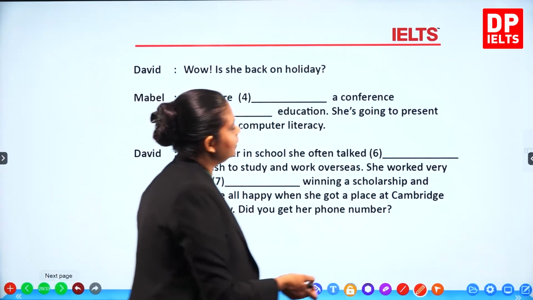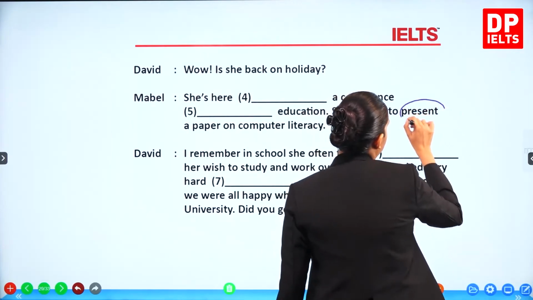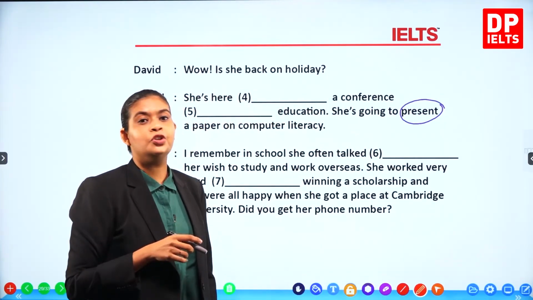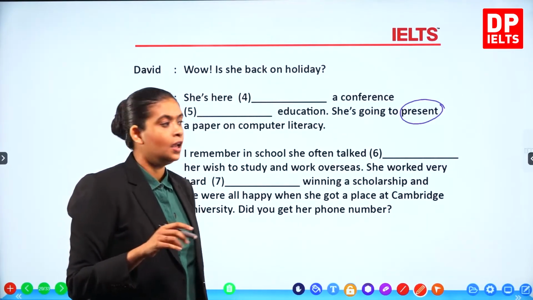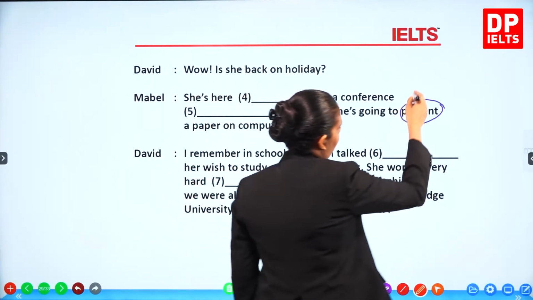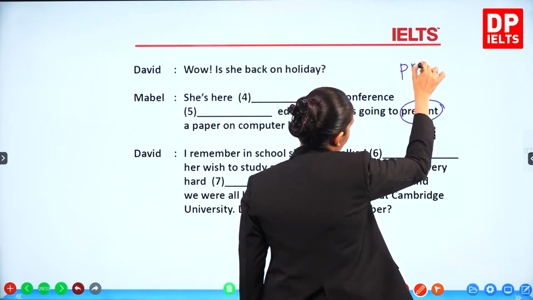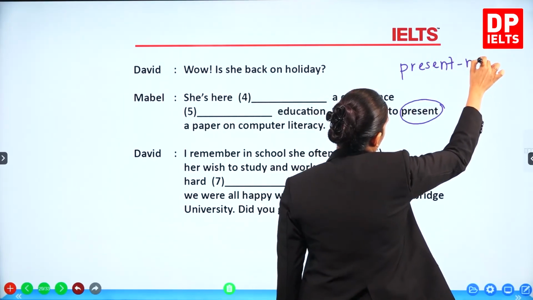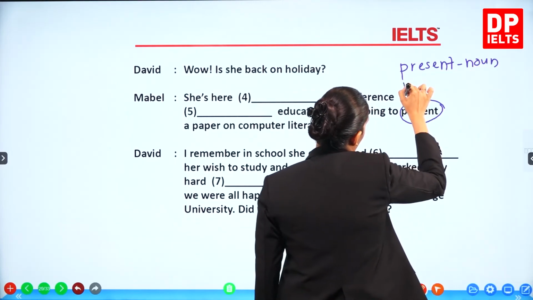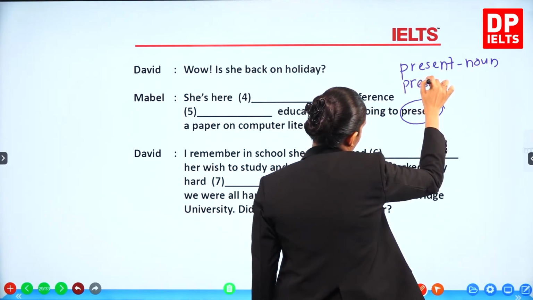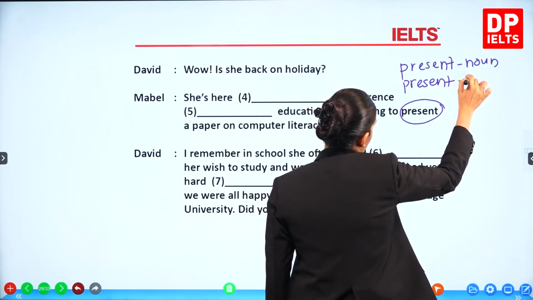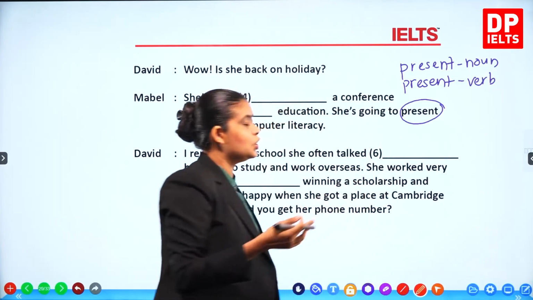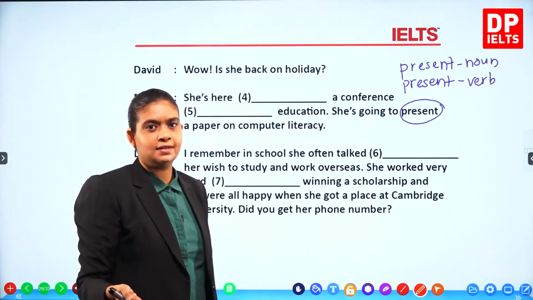Now remember, there's one thing I want to bring out here. It's outside the context. You don't say she's going to present, okay? Even though it's written like a present, remember, present, you have a noun, and present is a verb. So you need to understand what is the context. So here she's going to present.